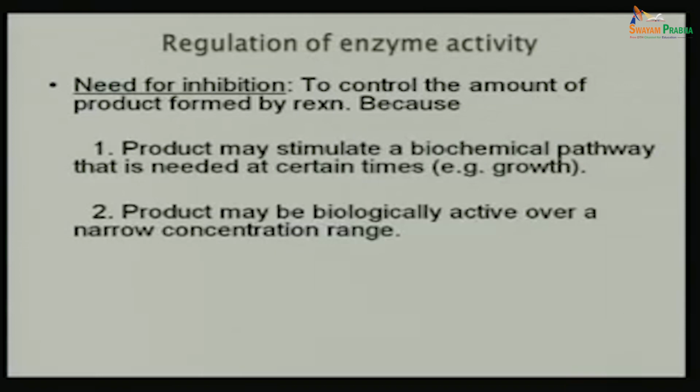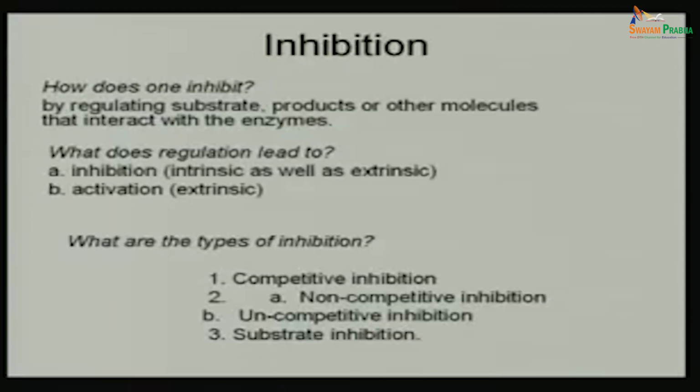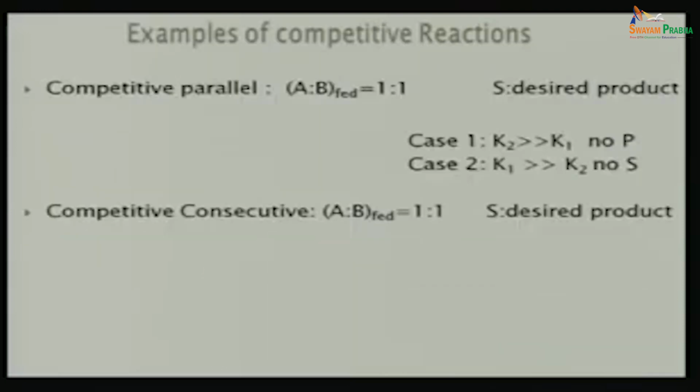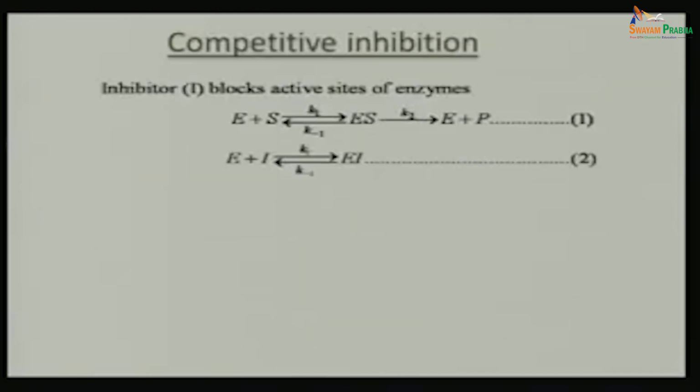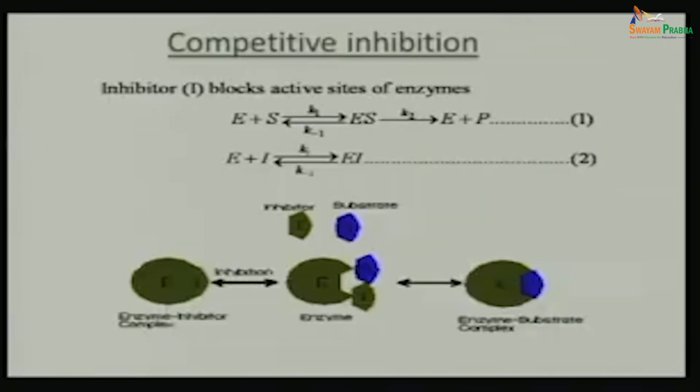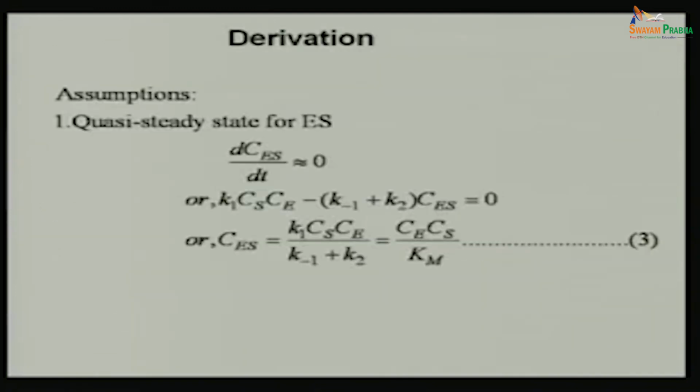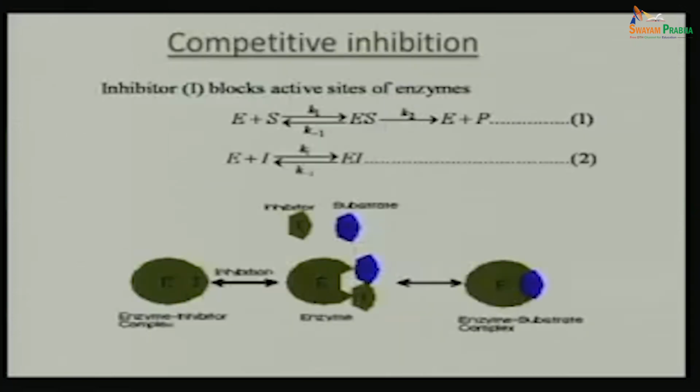Next thing we did was we tried to understand the regulation of enzyme activity using inhibition, and we talked about why we do inhibition, which I've talked about several times, so I'm not going to repeat. And then we looked at the different kinds of inhibition: competitive, non-competitive, uncompetitive, and substrate inhibition. In competitive inhibition, if I am to summarize, the inhibitor and the substrate compete for the attention of the enzyme. Both of them try to bind to the same active site.